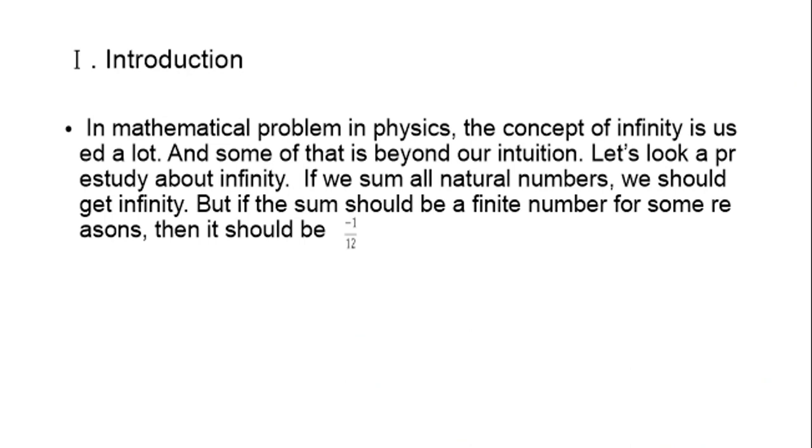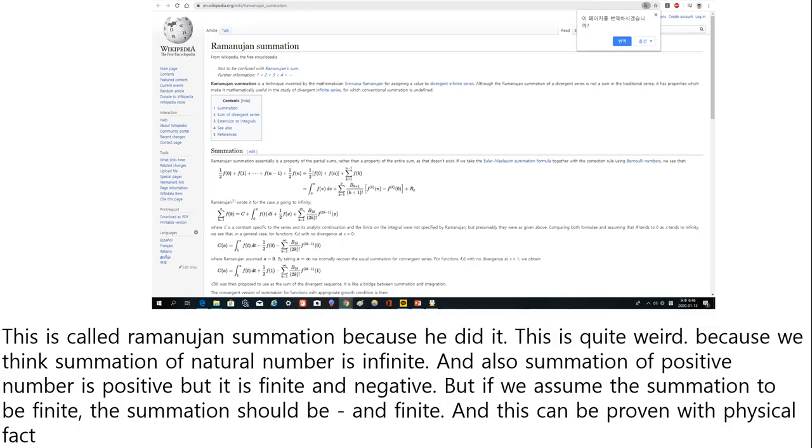Let's look at a pre-study of infinity. If we sum all natural numbers, we should get infinity. But if the sum should be a finite number in some regimes, then it should be minus 1/12. This is called Ramanujan's summation because he did it.